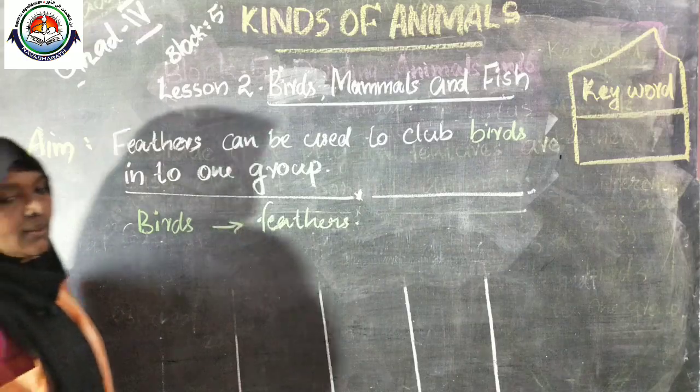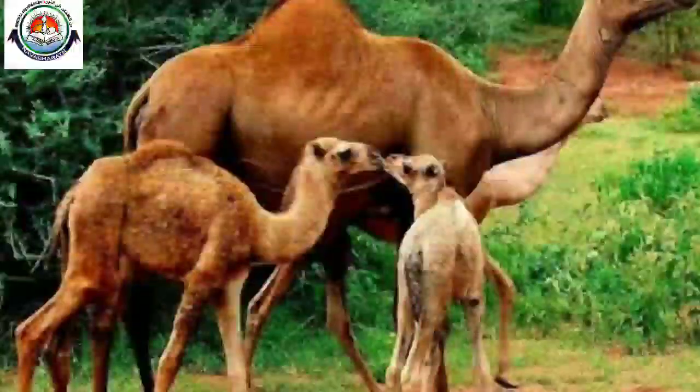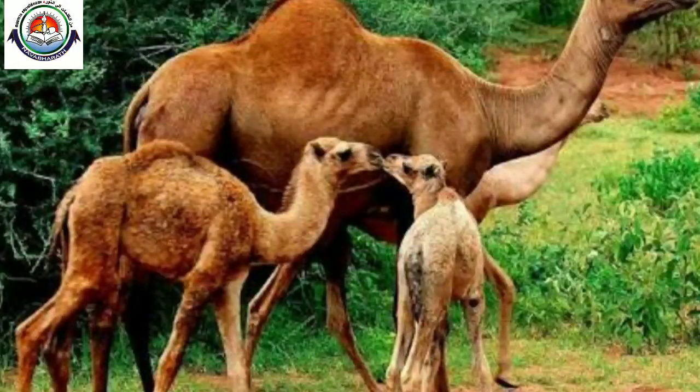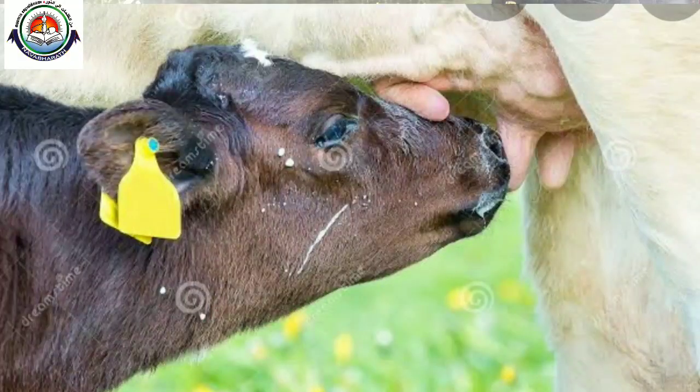Okay, then we can discuss mammals. Mammals are animals that have hair on their body. They have ears also. The most important feature of a mammal is that it feeds its baby milk. All mammals feed their babies milk.